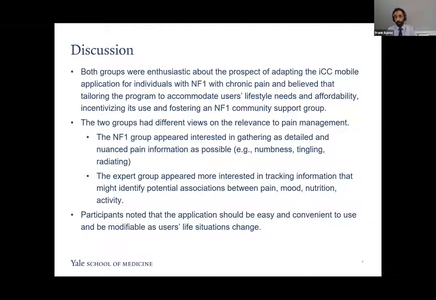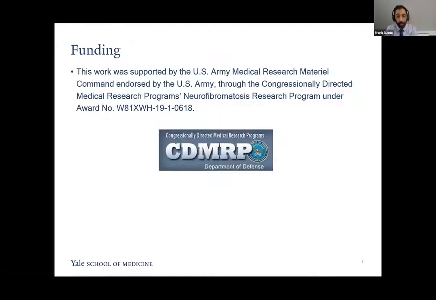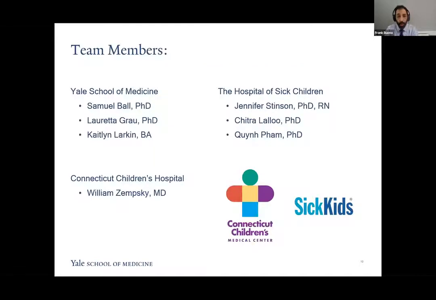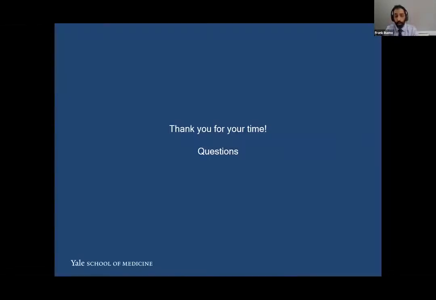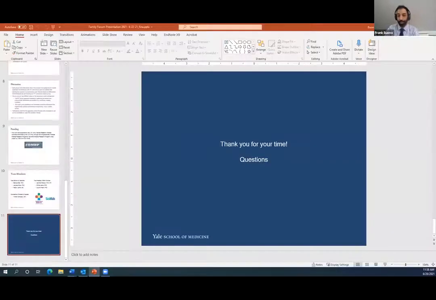And then of note, it was very important that the mobile application be easy to use, convenient, and modifiable to a user's lifestyle change. For that, I want to just thank my funding agency, the CDMRP. I also want to thank my team members at Yale School of Medicine, the Connecticut Children's Hospital, and the Hospital for Sick Children. And I really do thank you for the time and the opportunity to present. I am more than happy to answer any questions if you have any.